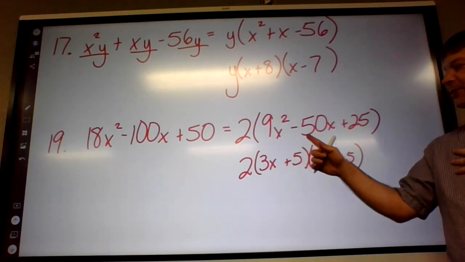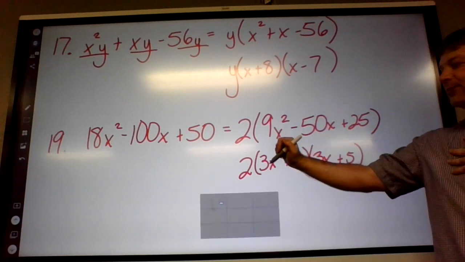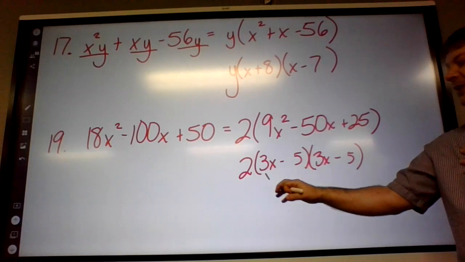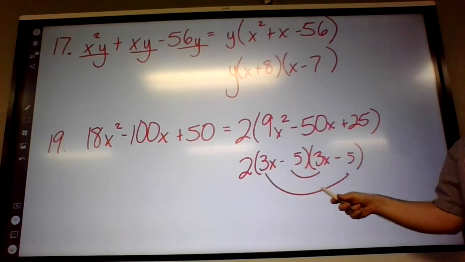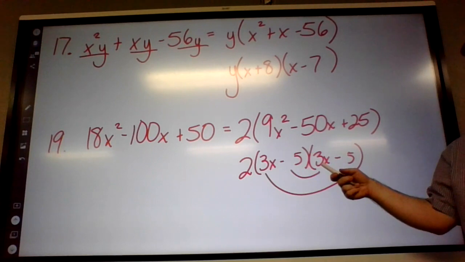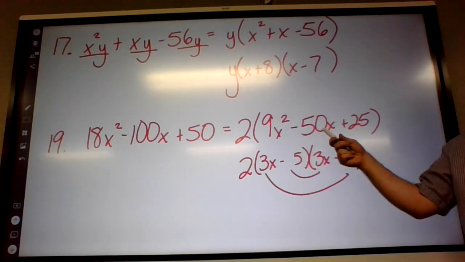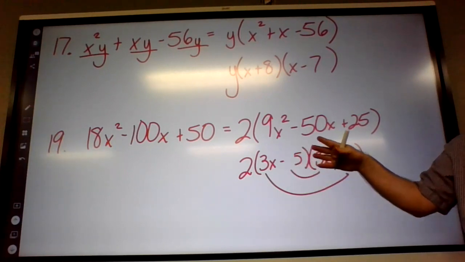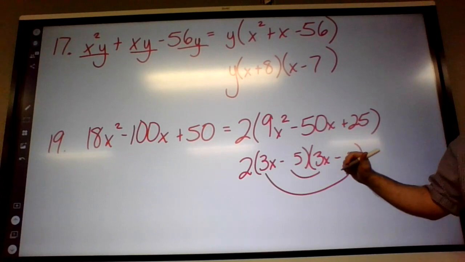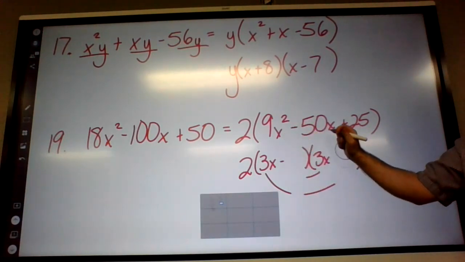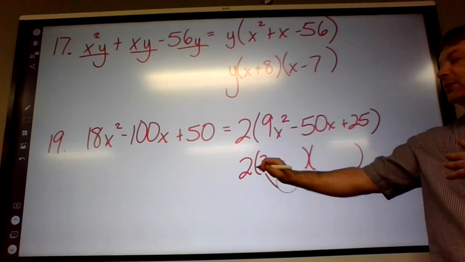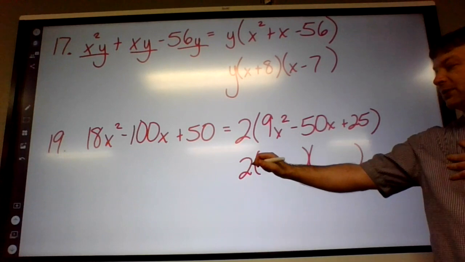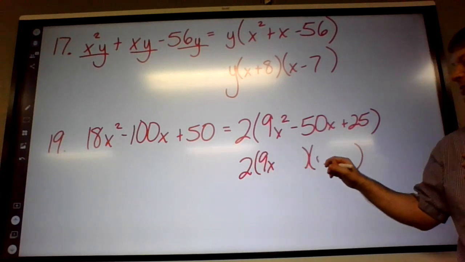But first of all, to add up to negative 50, I would want these to be negative 5s. But if I FOIL this, it's negative 15x minus 15x, which is negative 30x, not negative 50x. It doesn't work. And if I try 25 and 1, that's not going to work either. So 3x's don't actually work. If 3x doesn't work, what's going to have to work? 9x times x.